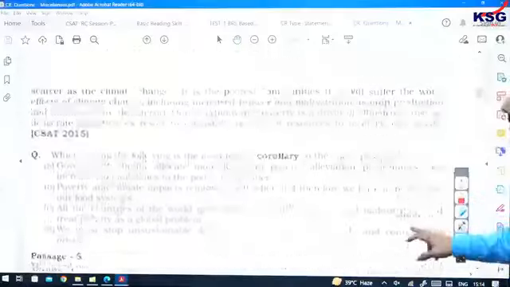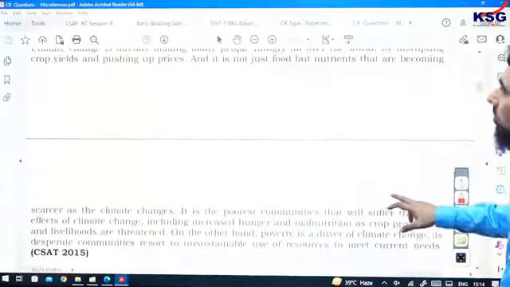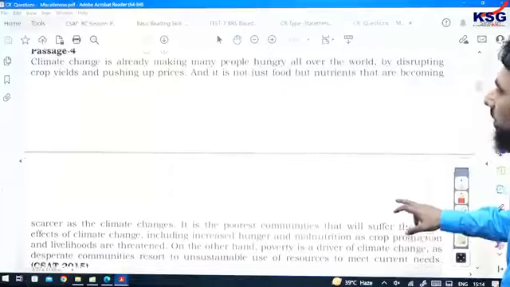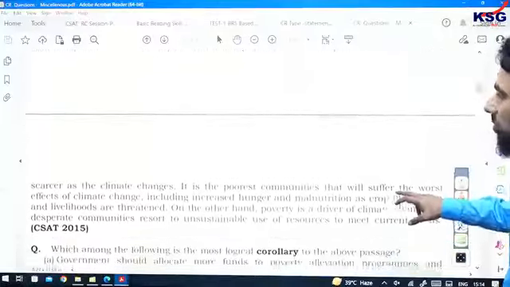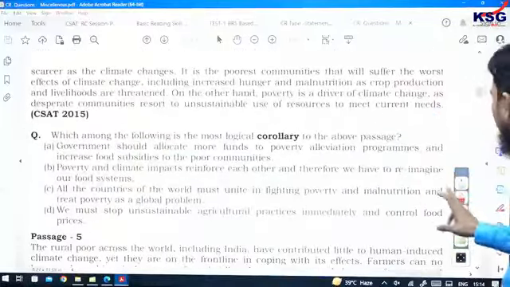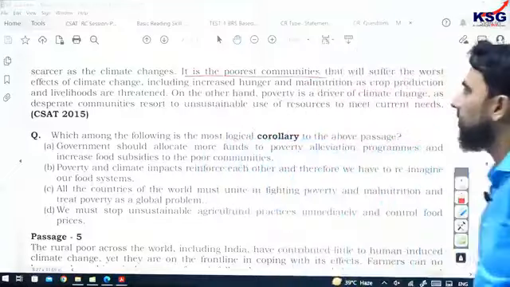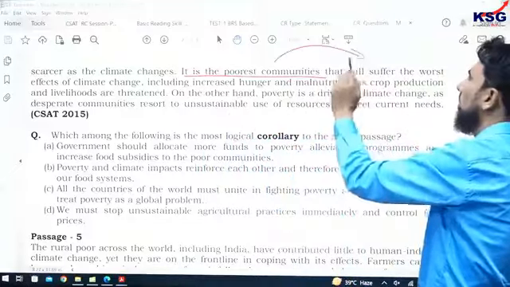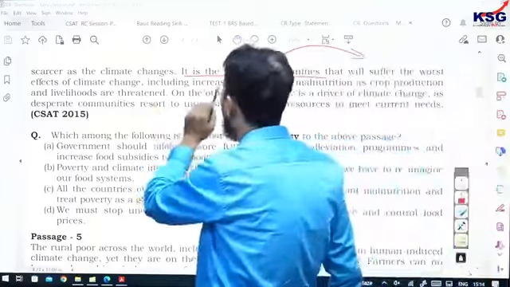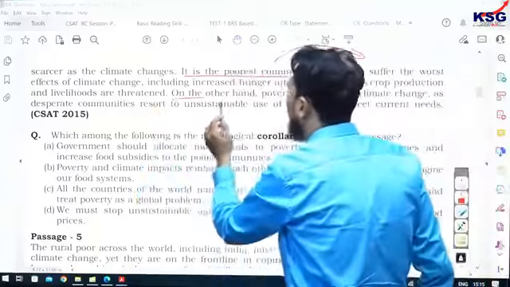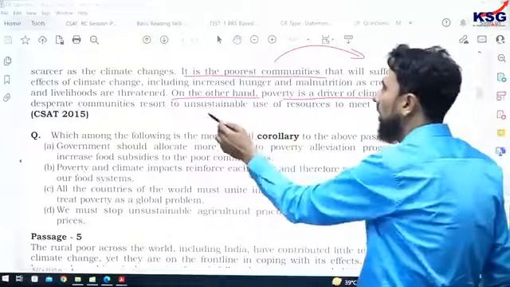Passage number 4: climate change is already making many people hungry all over the world by disrupting crop yields. It's not just food, but nutrients that are becoming scarcer as the climate changes. Then the author says it is the poorest communities, look at his point of view, that will suffer the worst effects of climate change, including increased hunger and all that. On the other hand, poverty is a driver of climate change.